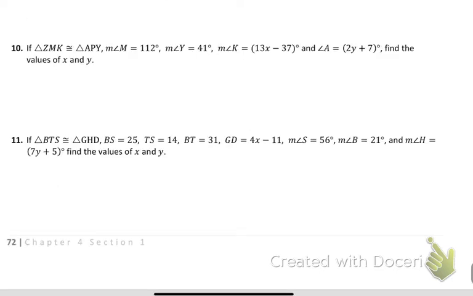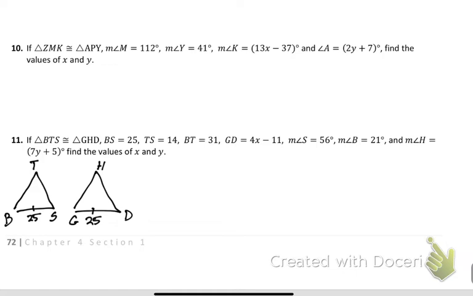11Y. Okay, we'll go to 11. Same thing, just different letters. I'll have a triangle equals another triangle, or is congruent to. So I'll have BTS. I'll go B up, down. I'll go G, H, D. And then we have BS equaling 25. Well, that must mean that GD is also 25 because those are the corresponding parts.